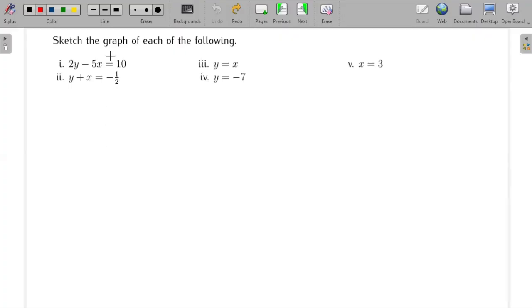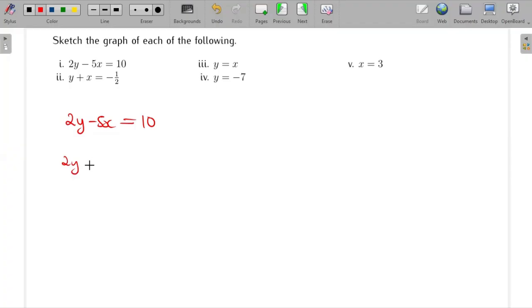Now, with these linear functions, we are told to sketch. You have 2y minus 5x is equal to 10. And sketching here, we're just talking about the xy plane. So the xy plane is what we are talking about. So what are we going to do here?